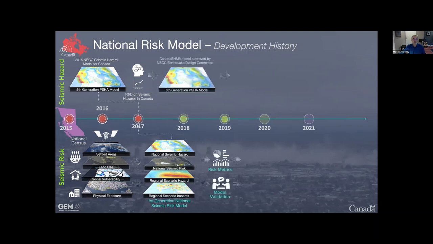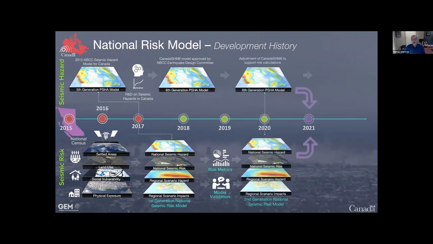At about the same time in 2018, 2019, researchers at Natural Resources Canada were busy developing early stages of the sixth generation Canadian seismic hazard model. And we realized that with the impending release of the model, there was an opportunity for us to both refine the risk component, but also to get ready for a full integration between the hazard and risk, which occurred this year. And we're in the final stages of generating what we're calling our second generation national seismic risk model.